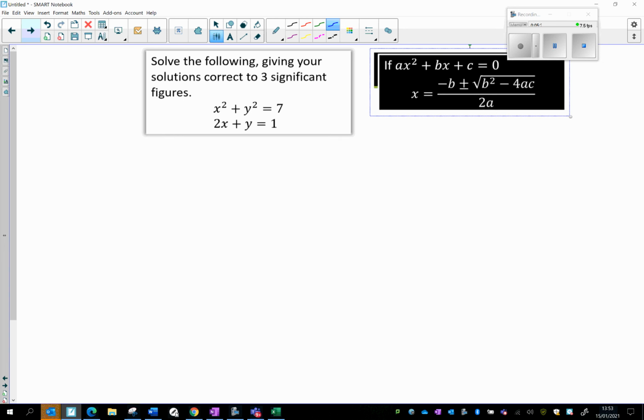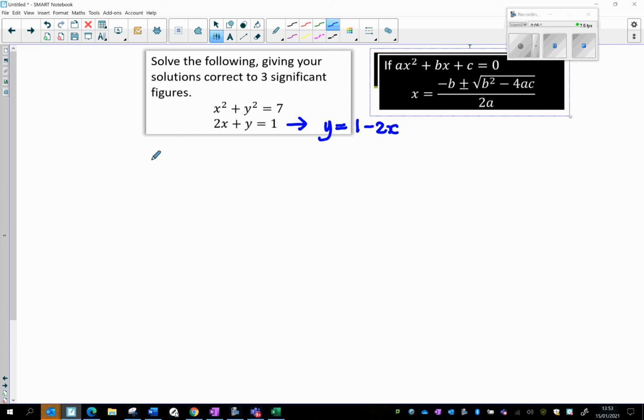This time it says giving your solutions correct to 3 significant figures. So I know that means I'm going to have to use the quadratic formula. Okay, so first of all, the linear one, well, that's the second one. I'm going to rearrange that to make y the subject. So y is equal to 1 minus 2x.